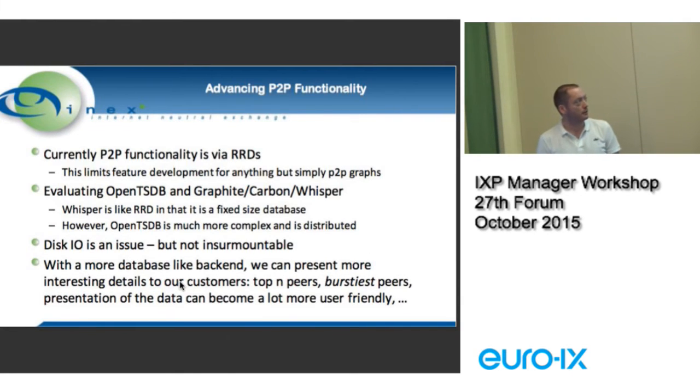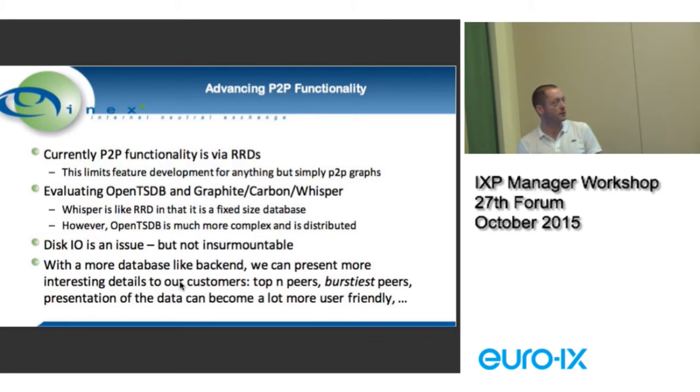The peer-to-peer stuff, as I said, it's currently via RRDs, and this in particular limits feature development. So we have no way of querying, unless you go through each RRD with a script and stick some data in a database, there's no real way of querying across n-squared RRD files to try and get maybe the top 10 talkers for a particular member and stuff like that.